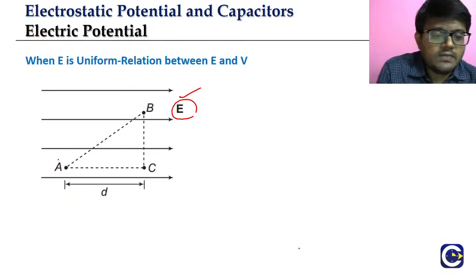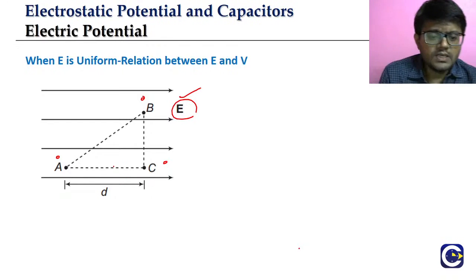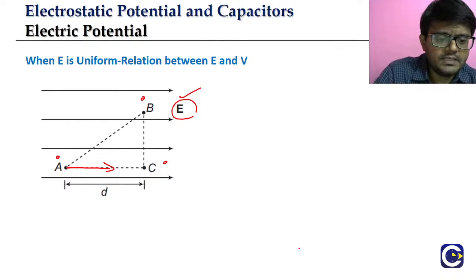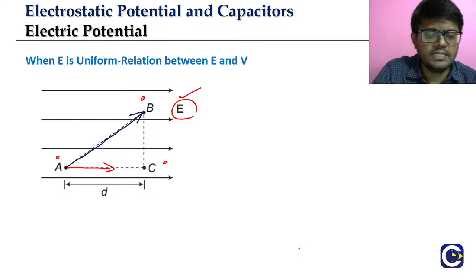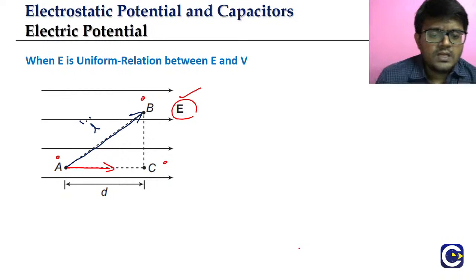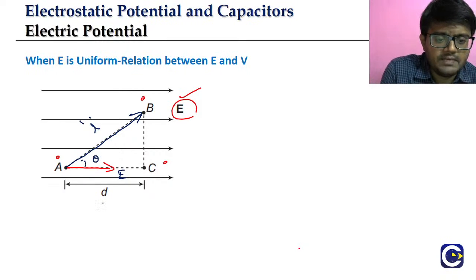Now here you see that we are marking 3 points, point A, point B and point C. The electric field is towards the right side, so the electric field is horizontal. Now we are moving from point A to point B, so the displacement will be along this direction. Let us say the separation between point A and point B is L. The electric field is towards the right side, so this is the direction of the electric field. Let us say the angle between them is theta.